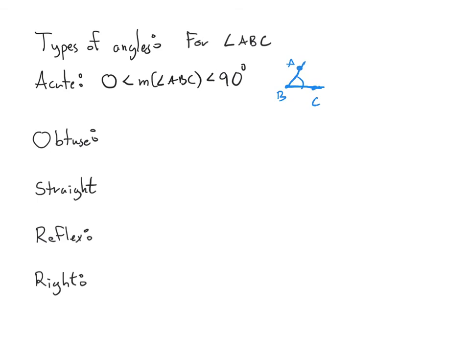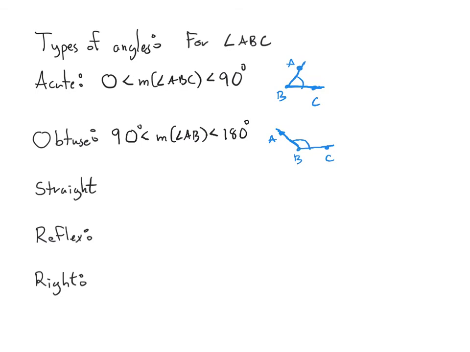An obtuse angle is going to be bigger than 90 degrees. So from 90 all the way to 180 degrees, not including 90 and not including 180. So something like this. Here's A, here's B, and here's C. This is an obtuse angle.